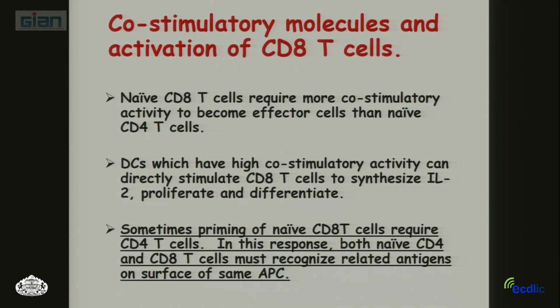Co-stimulatory molecules are also involved in CD8 T cells. Naive CD8 positive T cells require more co-stimulatory activity to become effector cells. And whatever we are calling high co-stimulatory activity or low co-stimulatory activity will be defined by the type of antigens they are exposed to. In case of viruses, it's always high stimulatory. Viral response is very rapid, and in all the cases, we have high co-stimulatory activity, and in all of those cases, CD8 positive T cell responses are required. Whenever it is low, they do get CD4 positive T cell help to promote or enhance that activity.